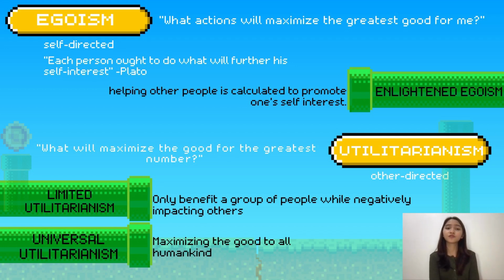There are also different types of utilitarianism. If an action benefits only a group of people while negatively impacting others, it is called limited utilitarianism. Groups that support these ethical systems include various interest groups in our society, such as NGOs, religious groups, and political parties. But if the action aims to maximize the good to all humankind without discrimination, it is called universal utilitarianism. This is known to be the purest form of utilitarianism. In universal utilitarianism, everyone is to count for one and no one for more than one.